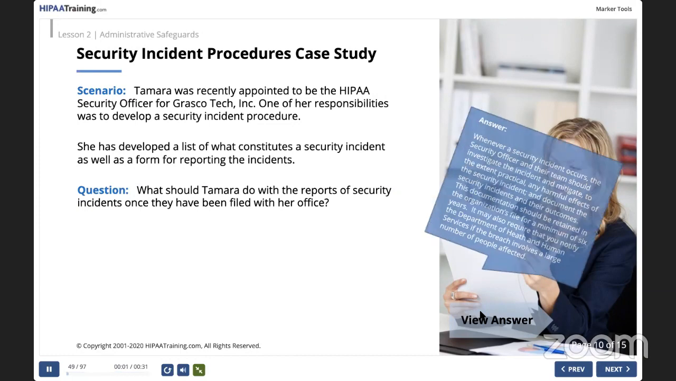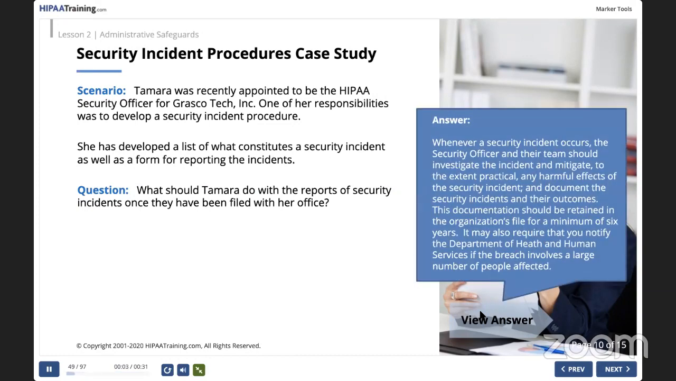Answer. Whenever a security incident occurs, the security officer and their team should investigate the incident and mitigate, to the extent practical, any harmful effects of the security incident, and document the security incidents and their outcomes. This documentation should be retained in the organization's file for a minimum of 6 years. It may also require that you notify the Department of Health and Human Services if the breach involves a large number of people affected.